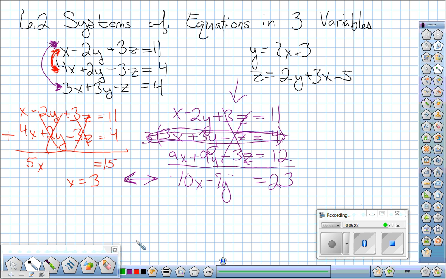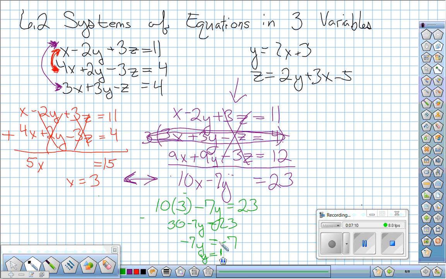Okay, so now I have these nice two equations, and we can solve those using methods that we did yesterday. Since I already just have an x equals, I'm going to plug this x in right here. Instead of x, I'm going to write 3 minus 7y equals 23. I'll get 30 minus 7y equals 23. Subtract 30 from both sides, I'll get negative 7y equals negative 7, and y equals positive 1 when I divide both sides by negative 7.